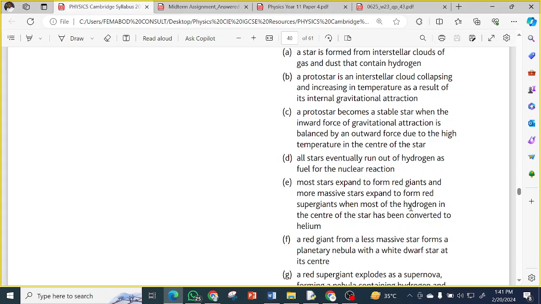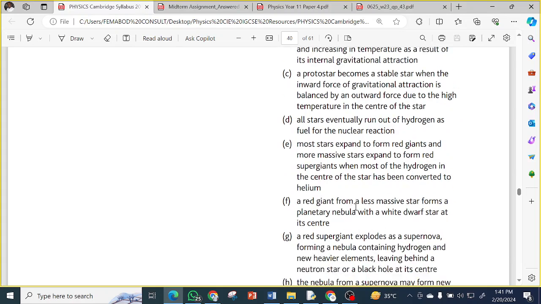In this situation, most of the hydrogen in the center of the star has been converted to helium. So when most of the hydrogen has been converted to helium, the red giant from a less massive star will form a planetary nebula with a white dwarf star at the center. That is to say, it's going to be forming dust and particles again. That's the planetary nebula coming to pass again. So remember, a star is like a cycle. It's not like the formation ends at a point. It's a cycle.